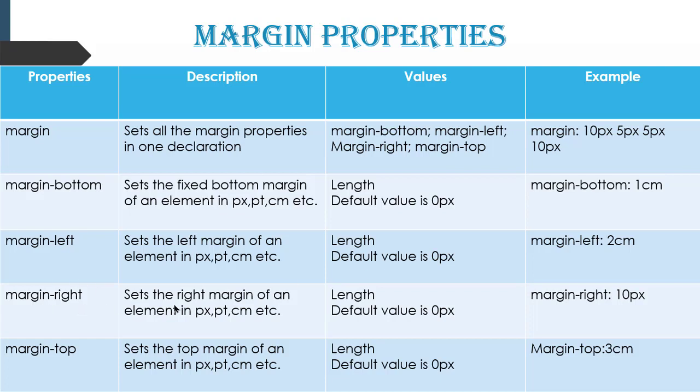Margin right sets the right margin of an element in pixels, points and centimeters. You can also give its length, but its default value is 0 pixels. Students, margin top property sets the top margin of an element in pixels, points and centimeters. You can give its length, but its default value is 0 pixels. You can give its length as 3 cm or 10 pixels or 50 pixels, etc.